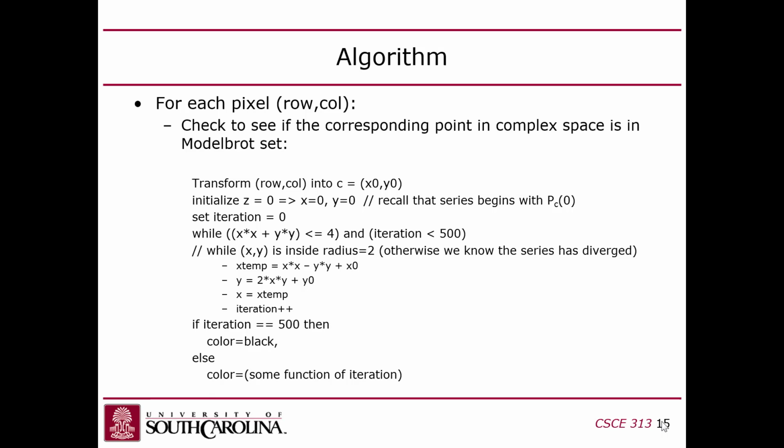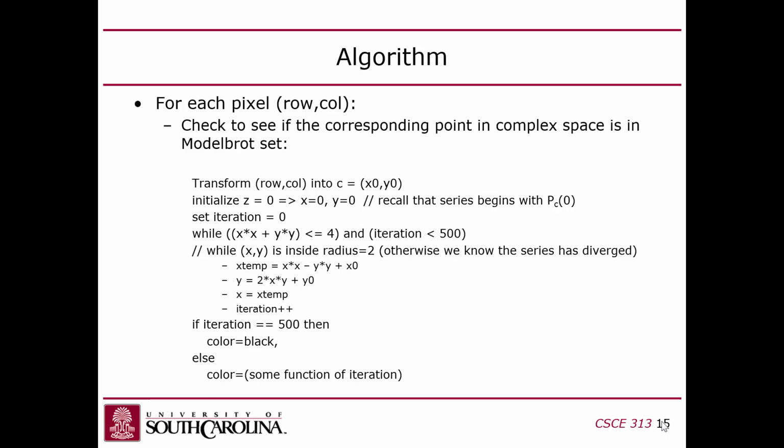And then we assign that to x temp. Why? Because we have to calculate the imaginary part first before we commit that to x. So you calculate y as the imaginary part's 2 times x times y plus y0. And then you take x temp and you put that into x. And then you increment the iteration, right? So essentially all this is you're squaring z and adding the c.